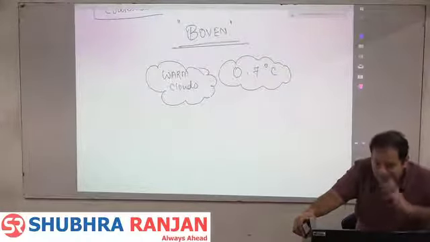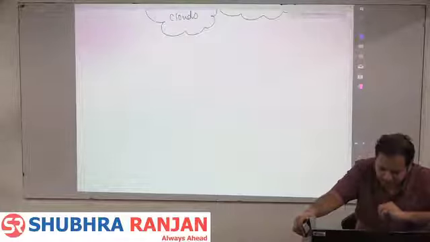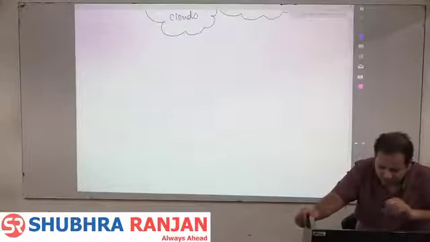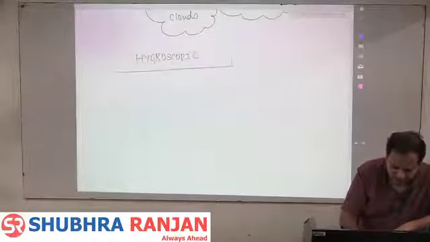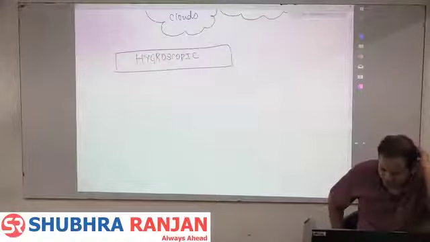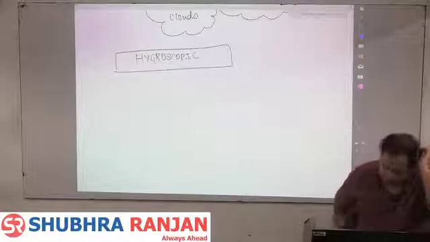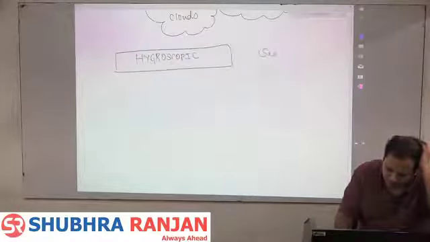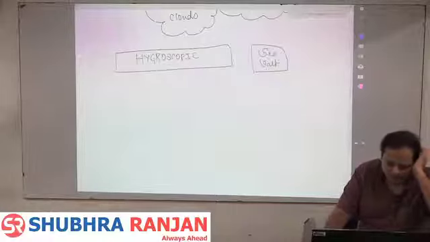Next point, as the water vapor rises upwards, it condenses around hygroscopic material such as sea salt, dust particles, pollen grains. Sea salt comes from evaporation.